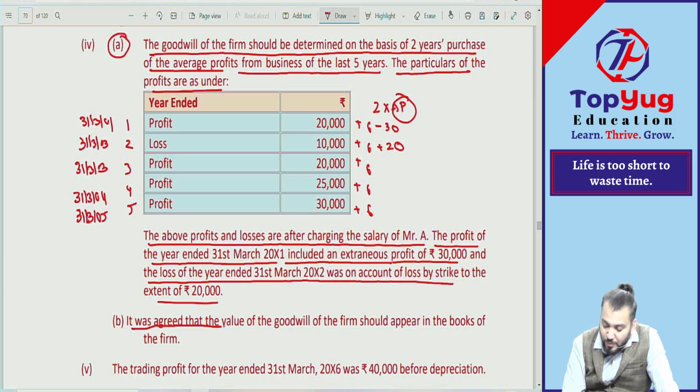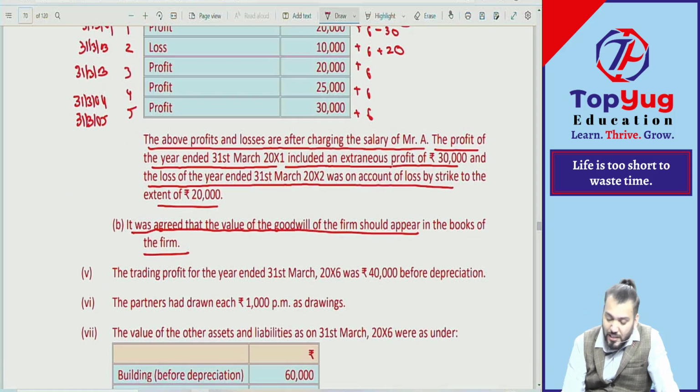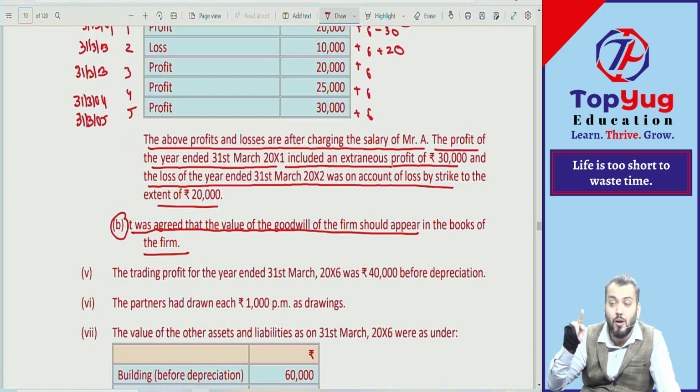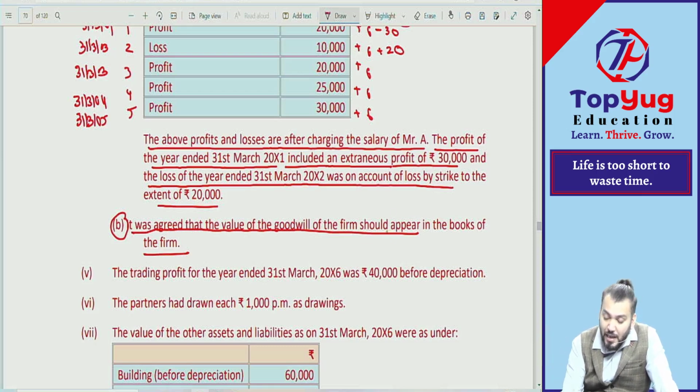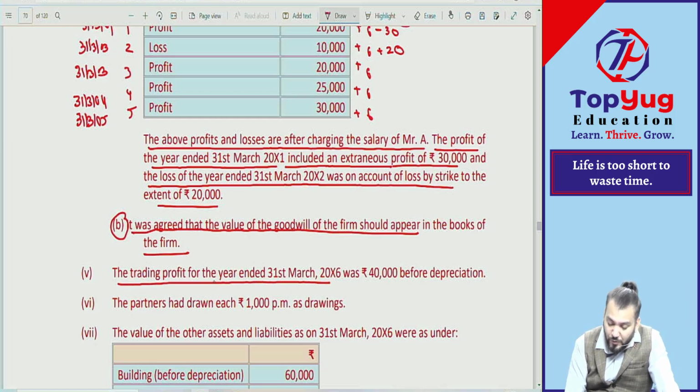It was agreed that the value of goodwill of the firm should appear in the books of account. Normally, in case of admission, retirement or death or change in PSR, I have said we will never raise goodwill; it will always be adjusted through the partners' capital accounts. For the first time they are saying it will appear in the books. So we will raise it. Correct. How to raise it, I need to explain. The trading profit for the year ended 31st March 2006, the current year, was 40,000 before depreciation.